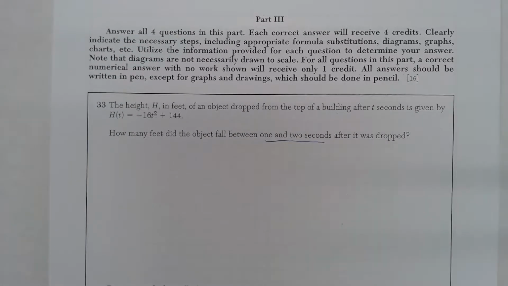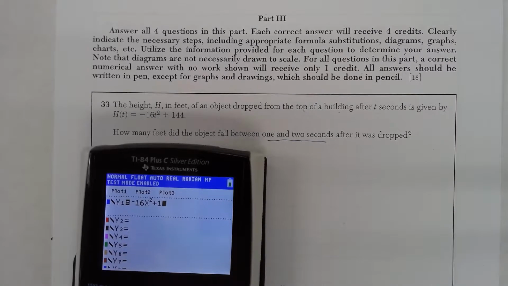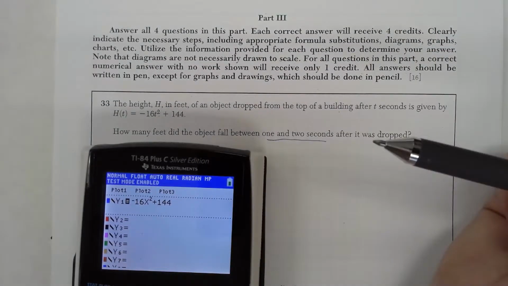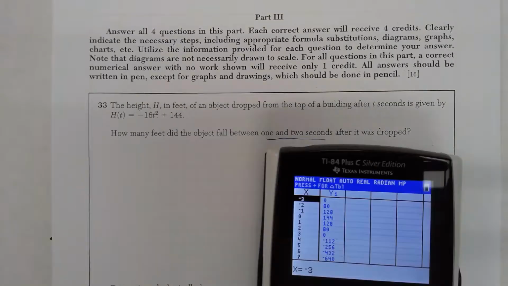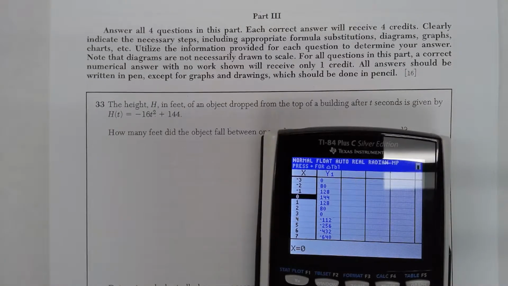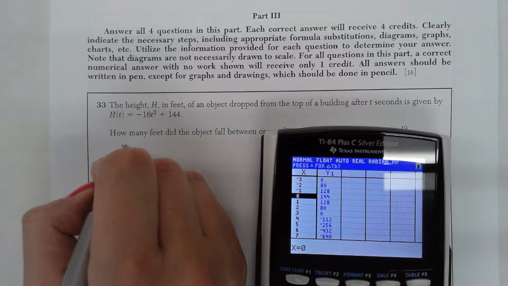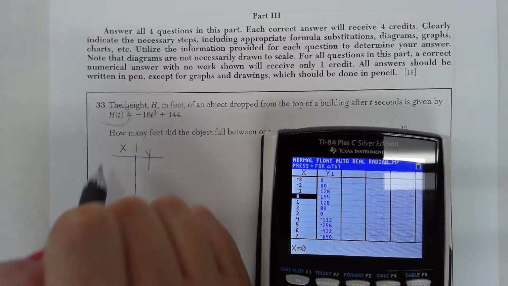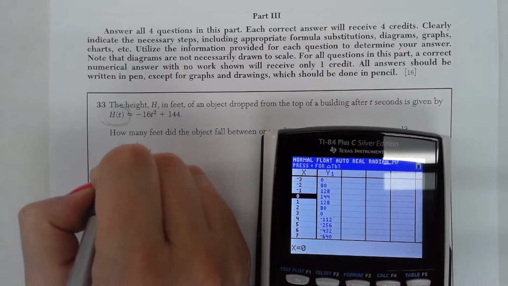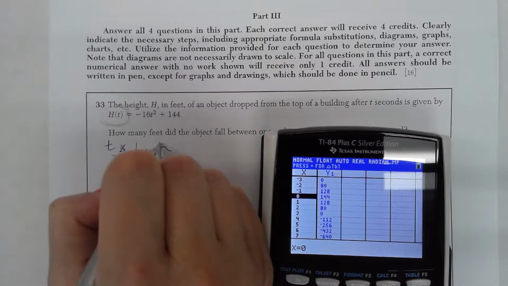Well, I have an equation. I'm going to go to my calculator and type in my equation. I'm using an x instead of a t. I always use x's and y's when I type into y equals. And I'm going to go to my table. If you look at this table, I have x and y, but in this problem, the variables that we're using are t, that's time, and height, that's my capital H.